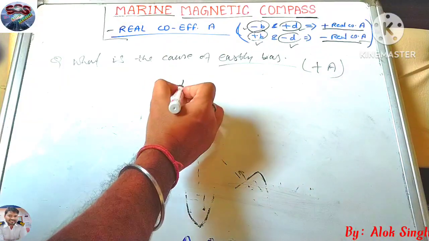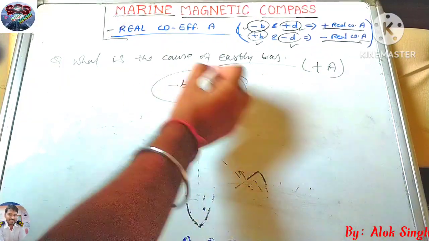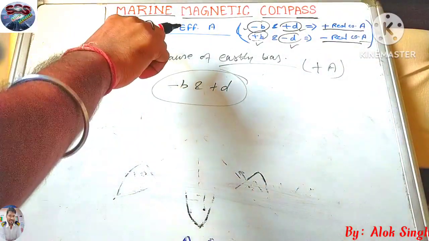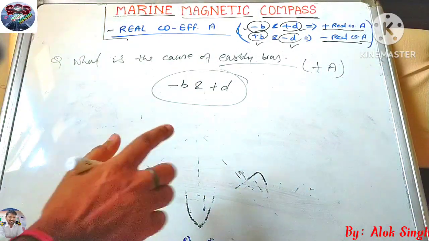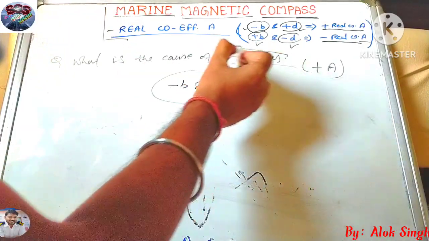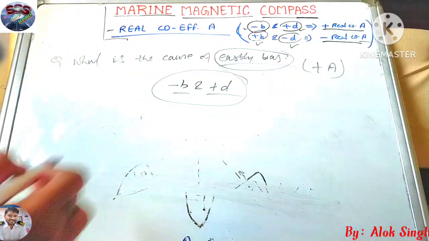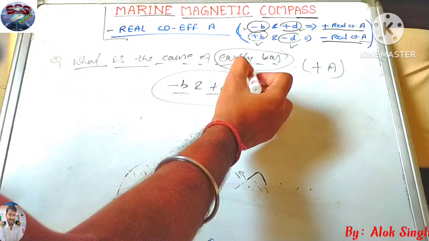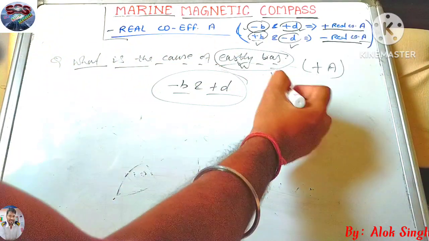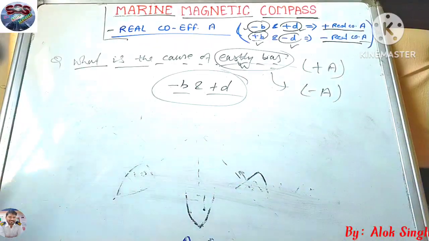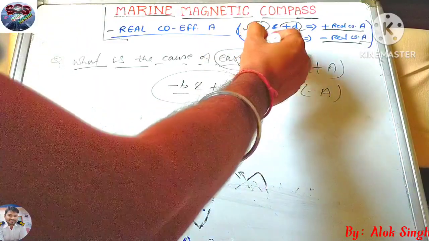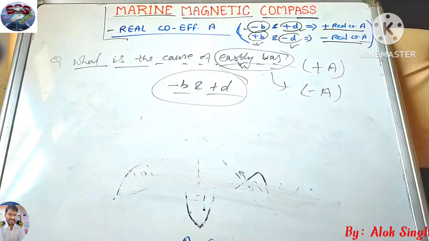So plus real coefficient A was because of minus B and plus D rod, which was in our previous video, previous part. There it was plus real coefficient A, in which on every heading it was easterly deviation. So this easterly bias is because of this minus B and plus D rod. The same question will be asked: what is the cause of westerly bias? Westerly bias will be because of the minus real coefficient A, and what is causing that minus A? This plus B and minus D rod, which we just now saw in this video.